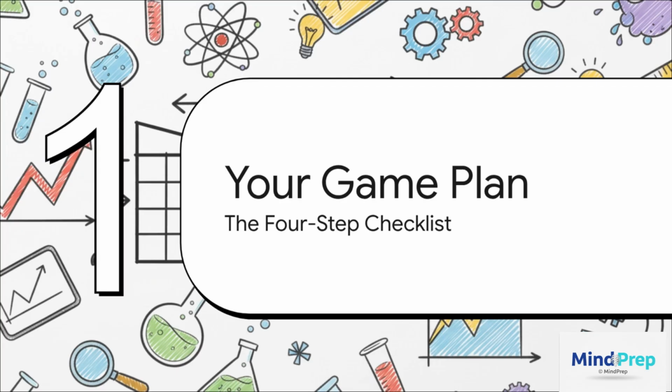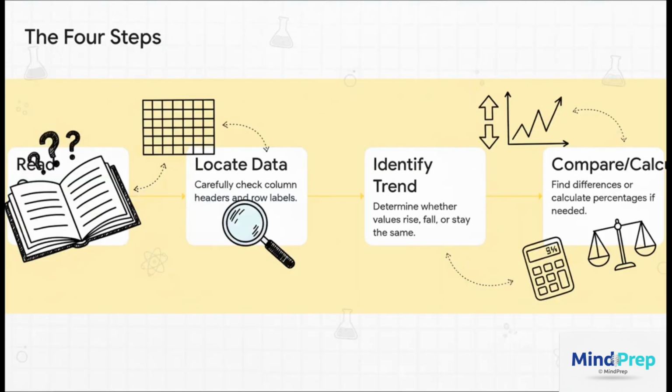Okay, so with those basics covered, let's build our game plan. This is a 4-step checklist that you can use to attack any data table question. Get these steps in your head, and you'll never feel lost looking at one of these again. And here it is, step 1, and this is absolutely crucial. Always read the question before you look at the table. This is huge. It saves you from getting lost in a sea of numbers you don't even need.